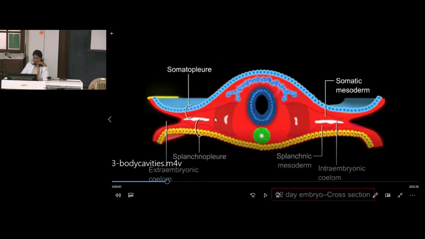Intraembryonic coelom here, okay? So the two layers of mesoderm are split to form the splanchnopleuric layer and the somatopleuric layer.